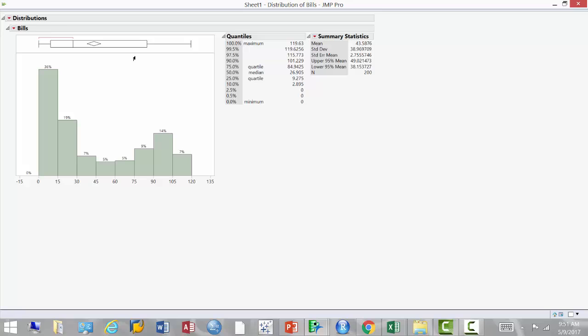What can we see from this sample? Well, we can see that on my low end, right here, 36% of people are paying under $15 on their phone bills. 19% of people are paying between 15 and 30. So if I add these two together, what am I going to get? 55%, right? So a little bit over half of the customers are paying $30 or less.